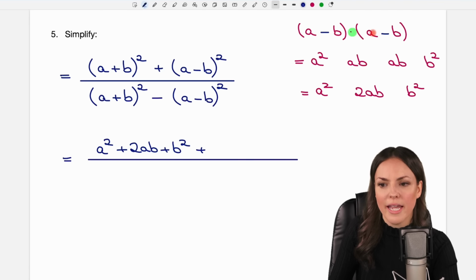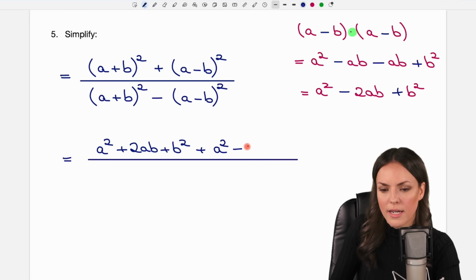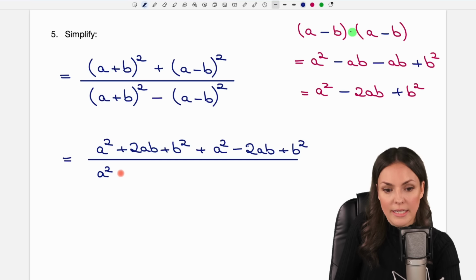So we have a times a equals a squared. A times minus b is minus ab. Minus b times a is minus ab. And negative b times negative b is going to be positive. So we have a squared minus ab minus ab is minus 2ab, and plus the b squared. So it's similar, but not the same. It is just a negative 2ab here, but then we have the plus b squared. The same here. So it is the same as this first thing. So we just write down this again. We don't have to find it again.